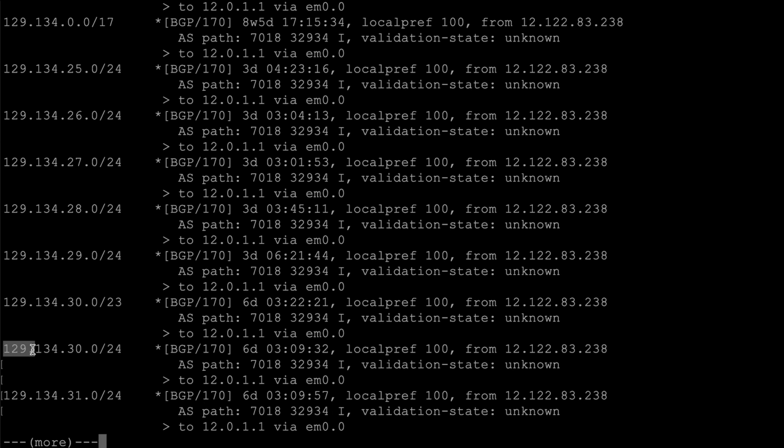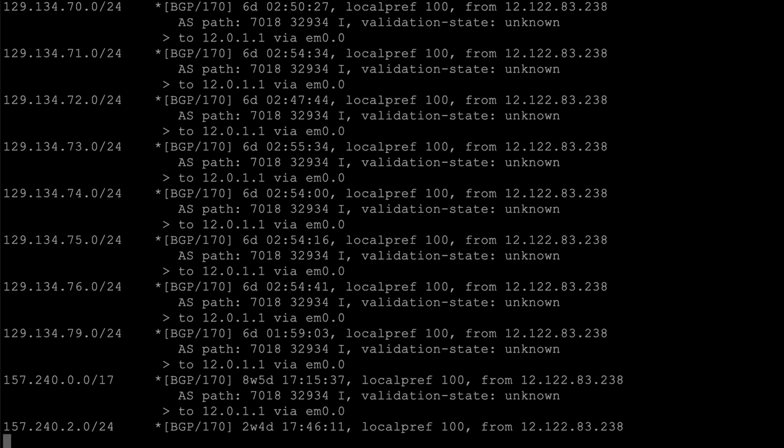And here it is, 129.134.30/24. And of course, we'd expect to see this route from Facebook, otherwise we wouldn't know how to get to their name server. And so you can see all these routes here.